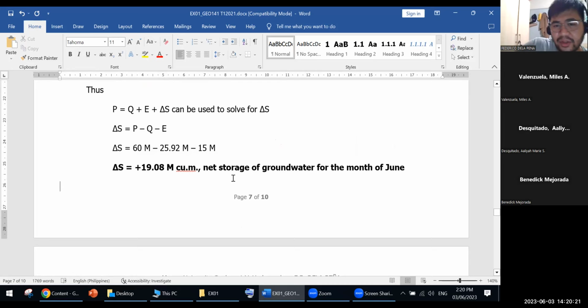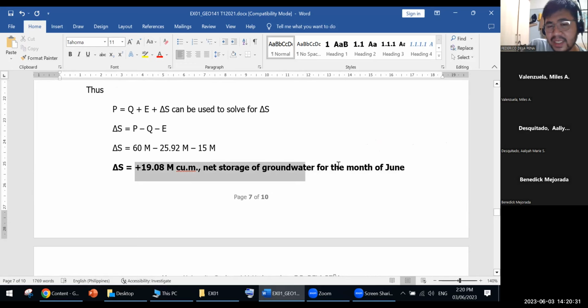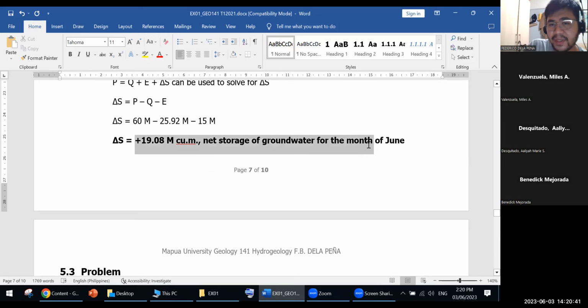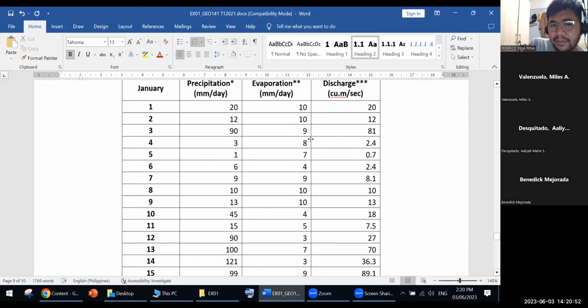for that given watershed. So note na positive value siya, no? Kapag negative yan, ibig sabihin negative yung storage, meaning palabas yung tubig, no? Lumalabas siya ng groundwater. Pag positive, ibig sabihin papasok yung tubig sa groundwater. Alright? And for our problem, we have a very, very similar problem. Okay?